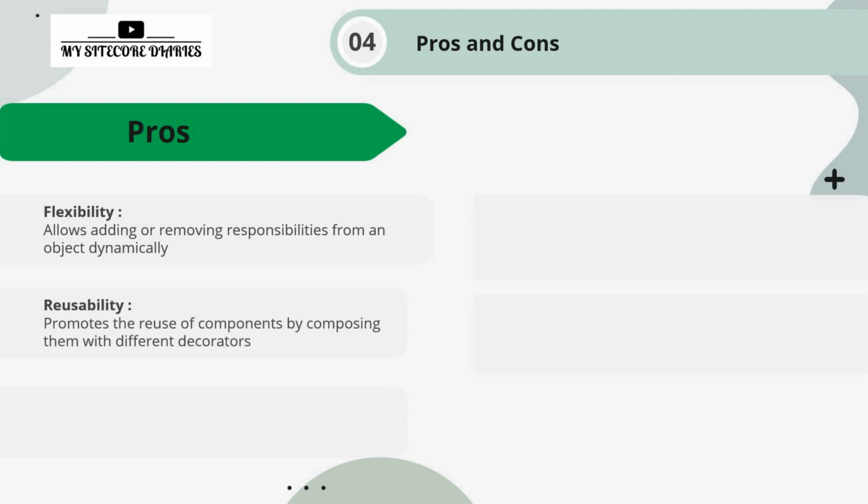Reusability: it promotes the reuse of components by composing them with different decorator classes. So you can have multiple decorator classes, use those decorator classes for multiple purposes, and reuse them. Adherence to the open-closed principle: new behavior can be added without modifying the existing code. That is the open-closed principle, which is followed here. So these are the pros.